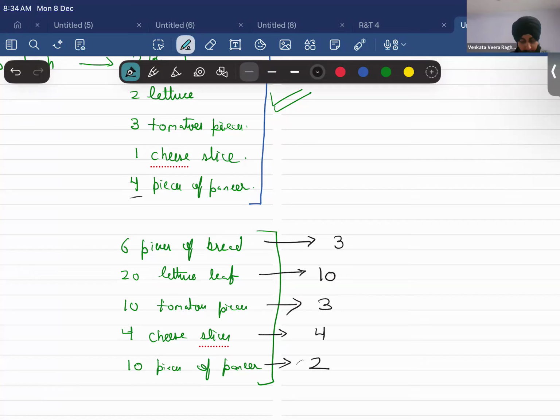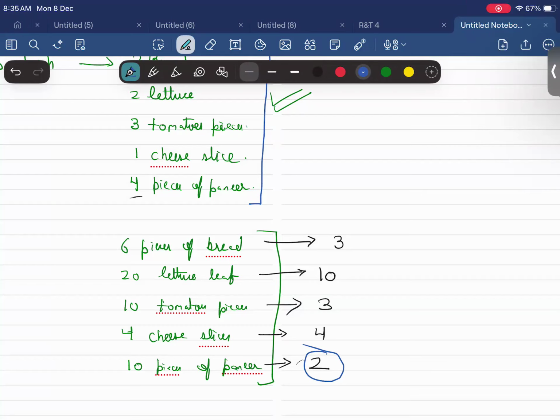Yes. That means, if everything is given to you in a combined ratio, how many sandwiches can you make with these amounts only? Sir, which is the limiting reagent here? Which is the limiting amount here? The paneer. If you give me more, I can make even more sandwiches, but I am not giving you more paneer. I have just given you enough for two sandwiches, because for one sandwich we need 4 pieces of paneer.